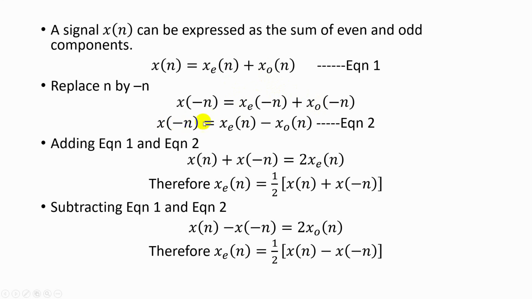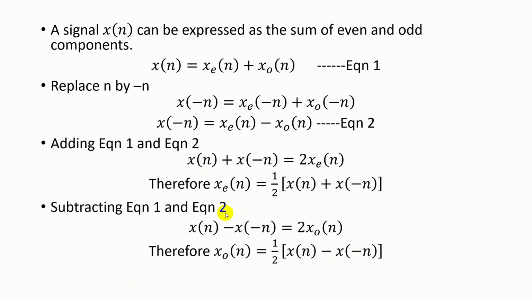Here, since this is an even part, xe of minus n is equal to xe of n. Since this is an odd part, xo of minus n is equal to minus xo of n. So when you add these two equations, x of n plus x of minus n, the two even terms get added, so it is equal to 2 into xe of n. The two odd terms cancel, so it is equal to 0. Therefore, xe of n, the even component, is equal to 1 by 2 into x of n plus x of minus n.